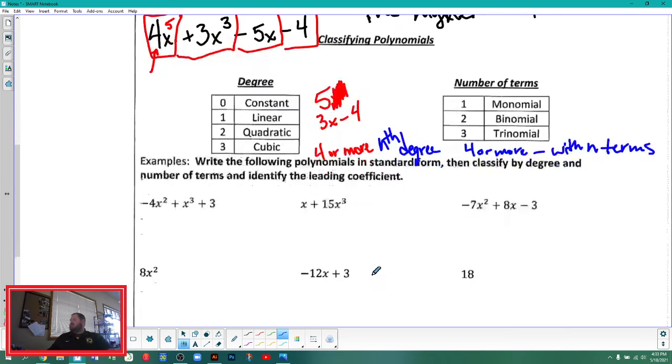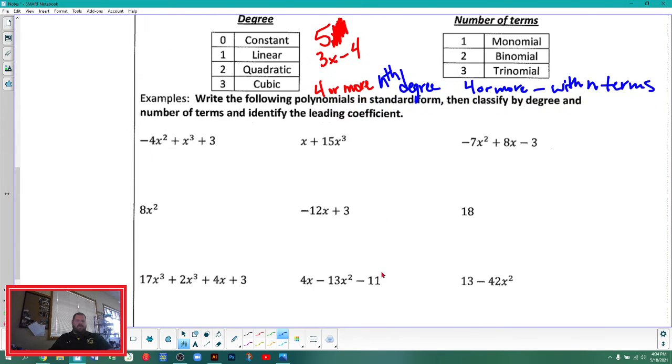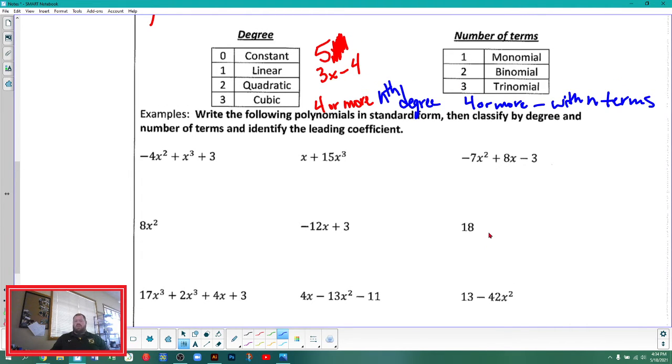Okay, we got to get moving here though. We've spent way too much time on that. So let's go ahead and get through some of these. I could probably do them all pretty quickly actually. The first thing we want to do is write them in standard form. So that means decreasing exponent value.